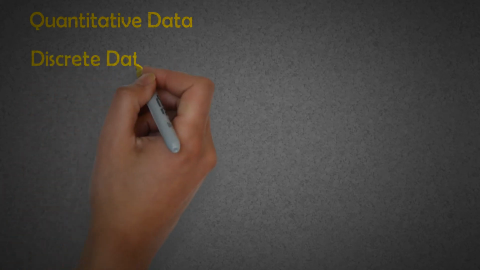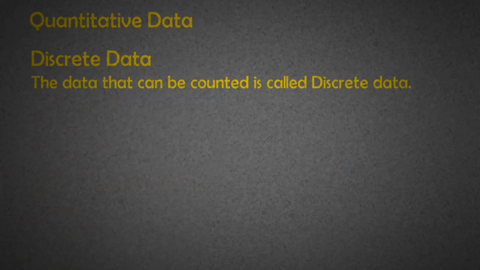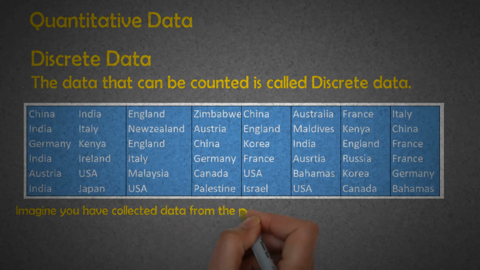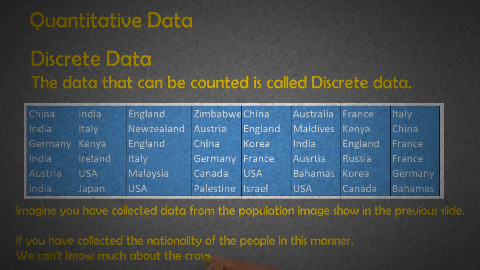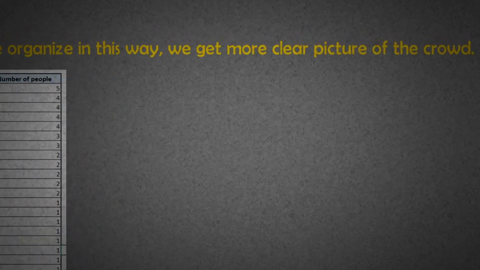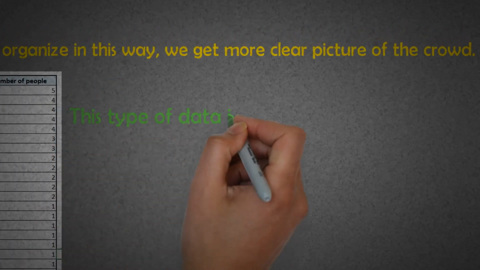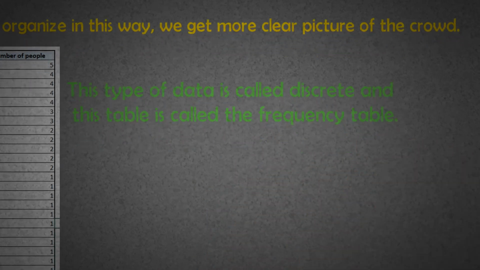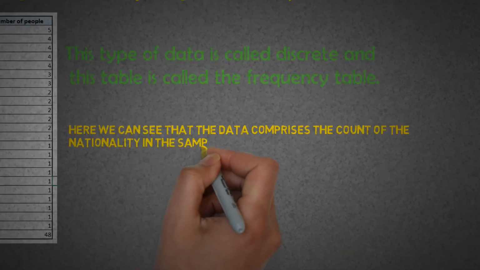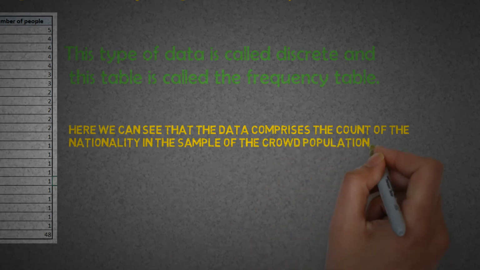Quantitative variable type. Discrete. Any data that can be counted is called discrete. Imagine you have collected data from the population image shown in previous slides. If we have collected the nationality in this manner, we can't know much about it. Now if we organize it in the way shown below, we get a clearer picture of the crowd population. This type of data is called discrete data and this table is called a frequency table. Here we can see that the data comprises the count of nationality.